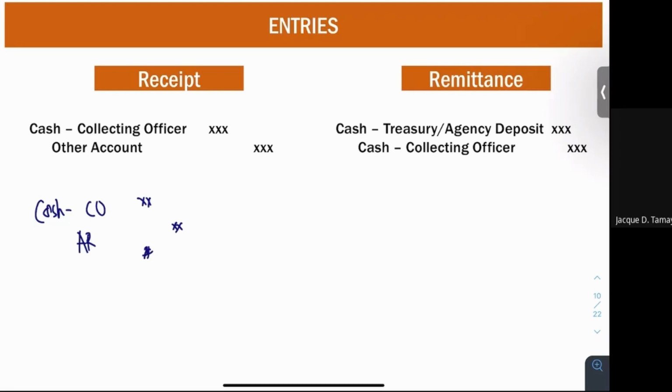Now, how about remittance? In your remittance, you debit cash, treasury or agency deposit, and you credit cash, collecting officer. Sir, why do we debit cash, treasury, or agency deposit? Because as a rule, your money must be deposited in a general fund. And your general fund is your national treasury. That's why you debit it to your cash, national treasury.